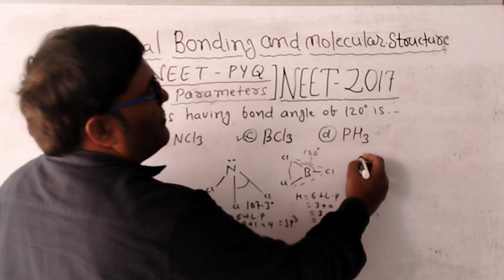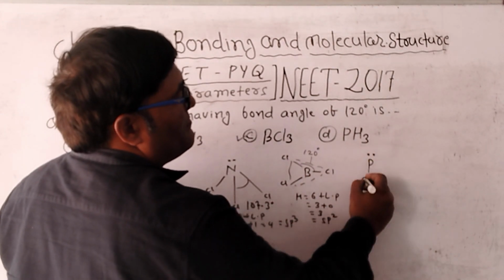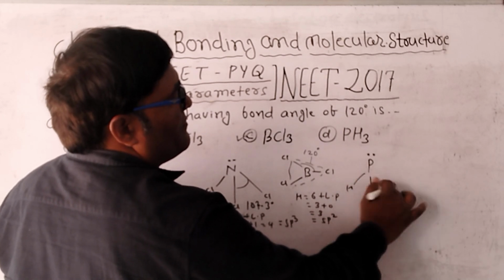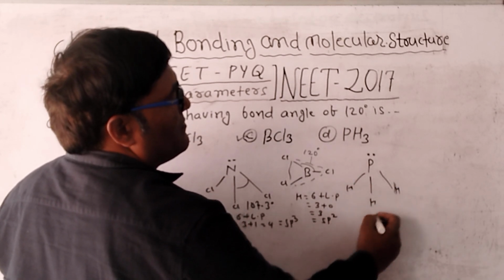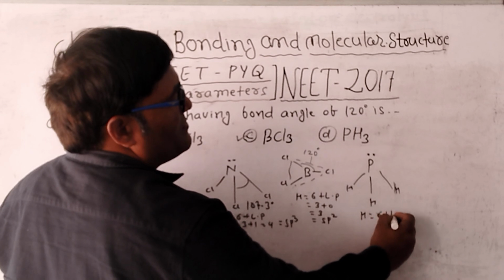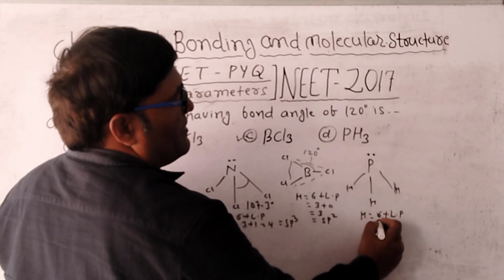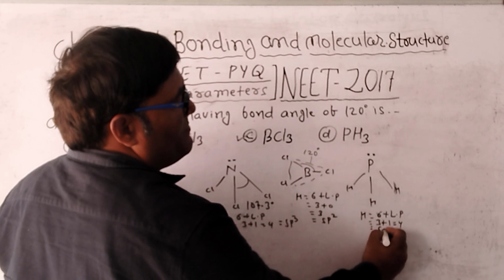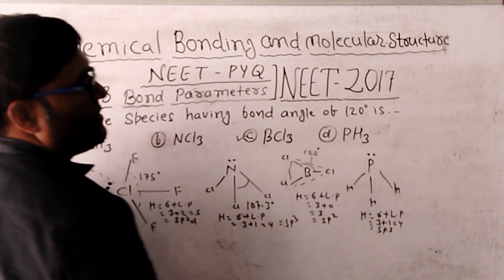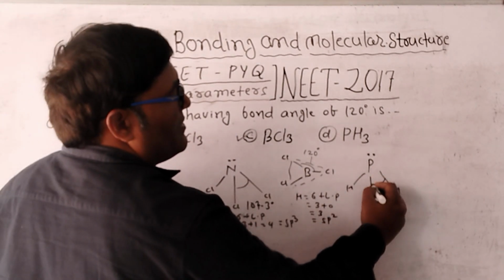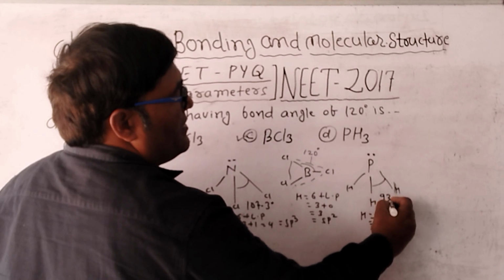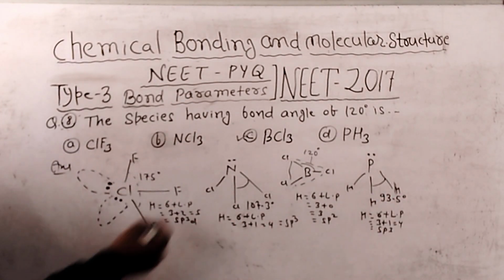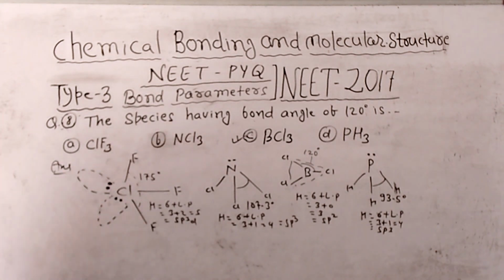But now in case of phosphine PH3, we can also find hybridization and bond angle. H is equal to sigma plus LP, 3 plus 1 is equal to 4. So sp3 hybridization is here, and bond angle is 93.5 degree. According to the given options, option C is correct.